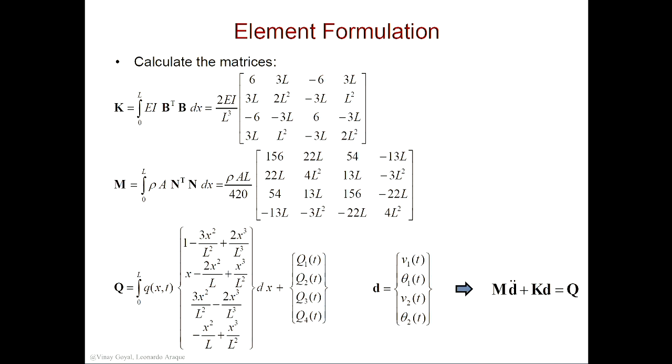I didn't evaluate this because it depends. If Q is constant, then you can evaluate. If Q is something else, then it's something else. So I didn't want to evaluate that, but I want to show you how it looks. D bold is all a function of time. And then, in essence, I have M bold D double dot plus K bold D equals Q bold. Any questions on this? So, do I know M bold? Do I know K bold? I know Q bold. So then I'll have to solve for D as a function of time. Any questions?